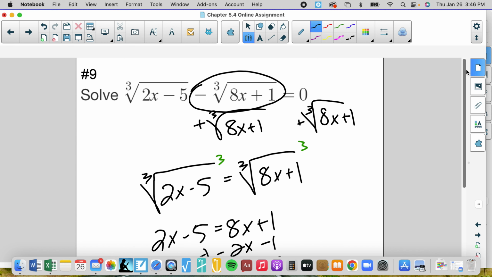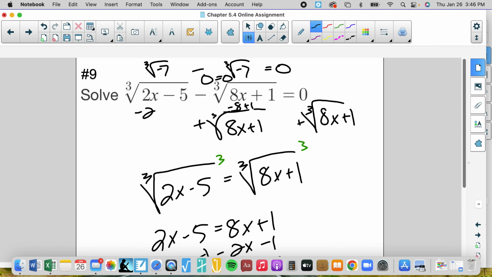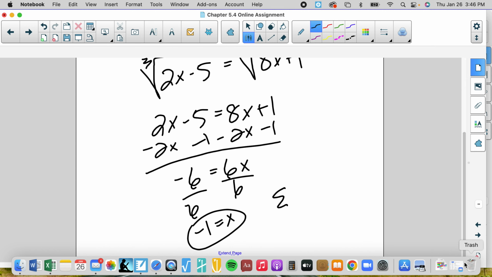Go and check. So if we plug it in, what are we going to get? Negative 1 gives me negative 2 minus 5, which is negative the cube root of negative 7. Negative 1 gives me negative 8 plus 1, which is the cube root of negative 7. Does the cube root of negative 7 minus the cube root of negative 7 equal 0? Yes, 0 equals 0. So my solution is negative 1, it works.